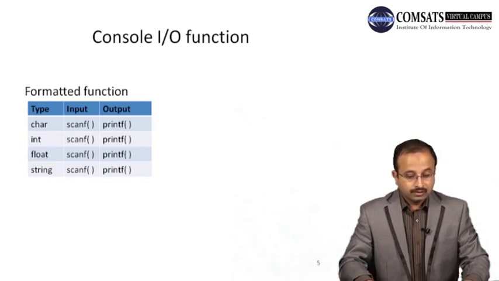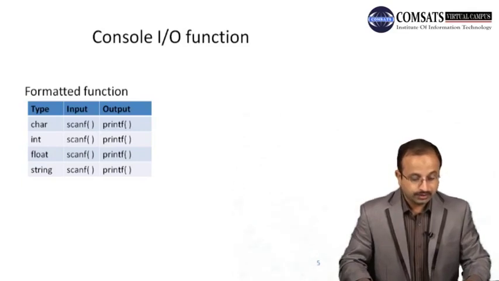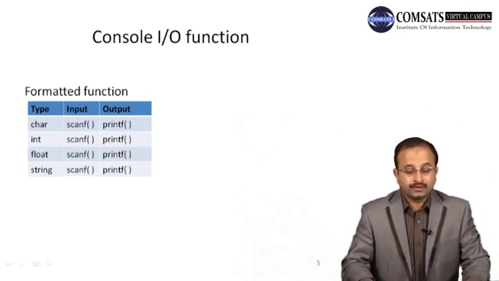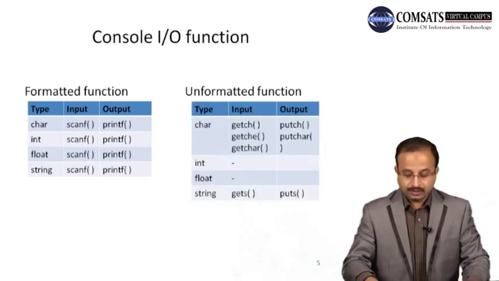Console I/O functions. Formatted functions are for character, integer, float, and string. They are scanf, which is the input function, and printf, which is the output function. So these are formatted functions. That means you can format the output according to your needs.